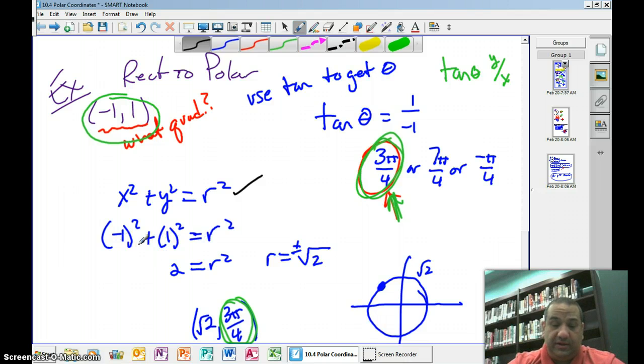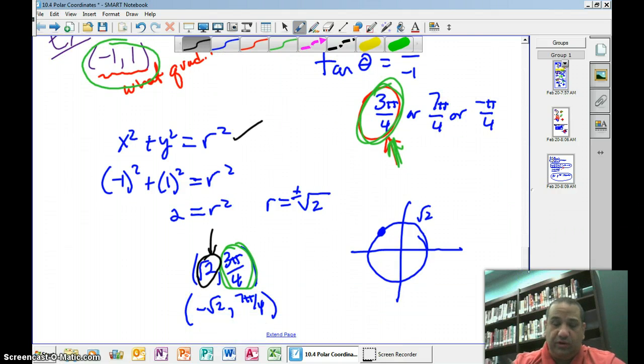R squared is equal to these guys, so I'm going to get r to be the square root of 2. And there I have plus or minus, so just be careful here. R is plus or minus square root of 2. If it's plus 2, these two are the same.